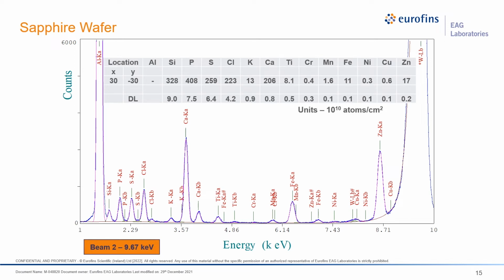And we see here, unfortunately, this wafer pretty much has every element ranging from silicon to zinc on the surface of it. Most cases well over the detection limits. So this is the typical table we would show. And just to remind you again, units are in e to the 10 atoms per centimeter squared.